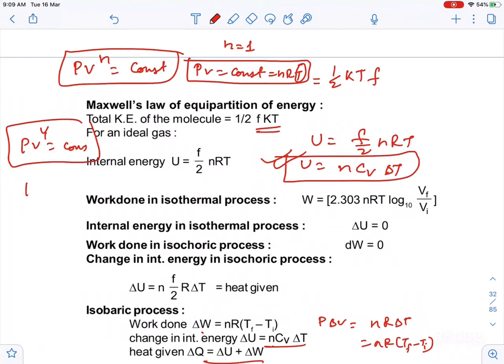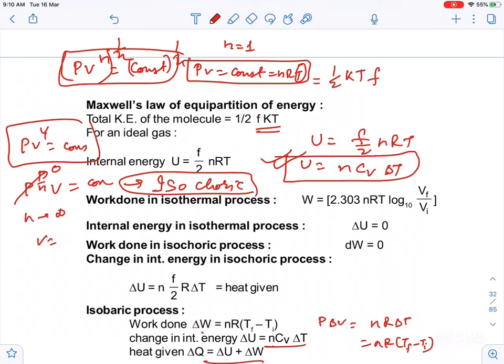This is the adiabatic process. If you take n equal to infinity, see guys, I can write this as P to the power 1 by n, V is equal to constant. What I have done here is just taken the 1 by n power on both sides. So P to the power 1 by n, with n as infinity, this term becomes 1 and volume is constant. This becomes an isochoric process.